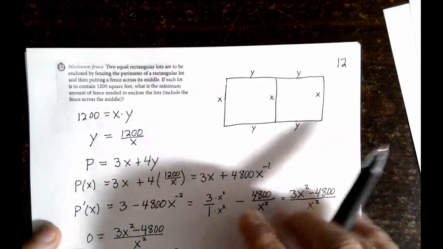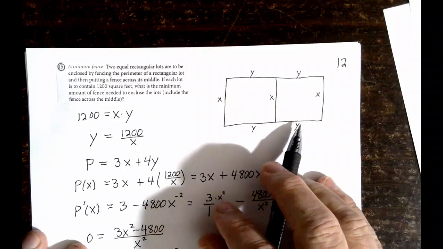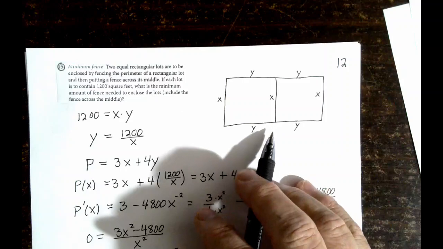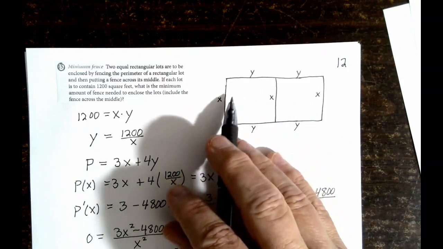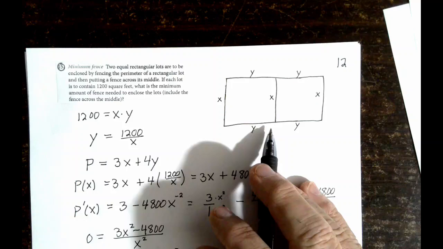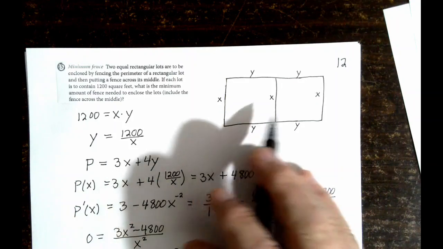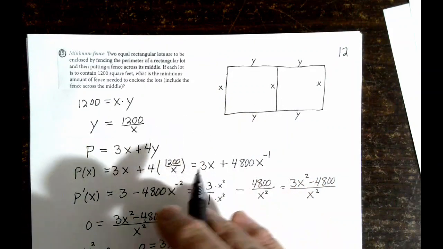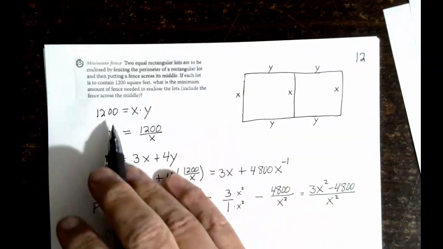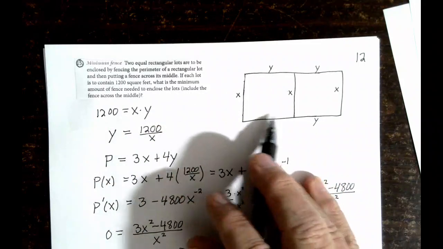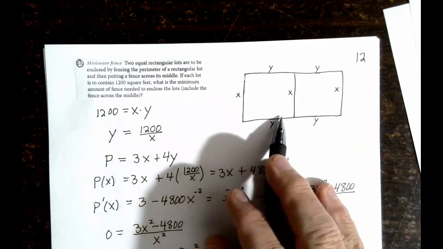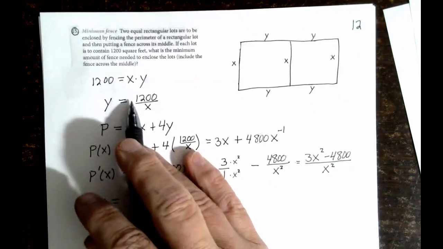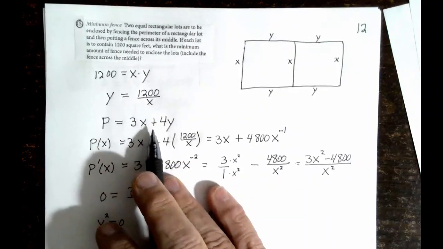Alright, 15 says you've got 2 equal rectangular lots. They're enclosed by fencing around the perimeter, and you've got a fence down the middle. Each lot contains 1,200 square feet, and they want to minimize the fencing. So we know that each lot is x times y, and that's your area. Each one is x times y, and each one is 1,200. So when you solve that for y, you get 1,200 over x.